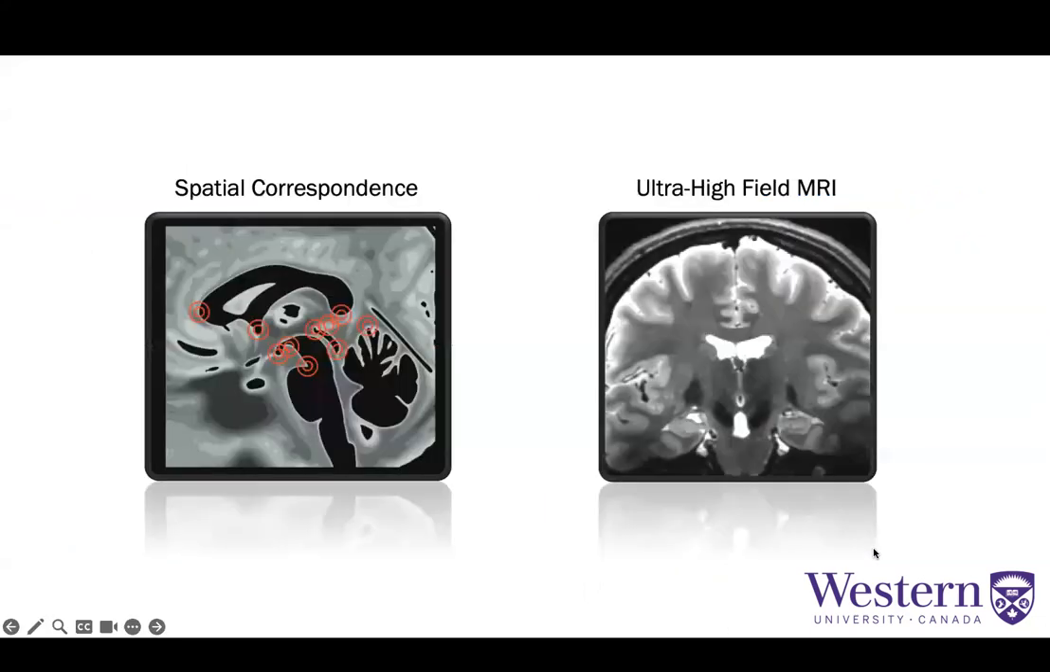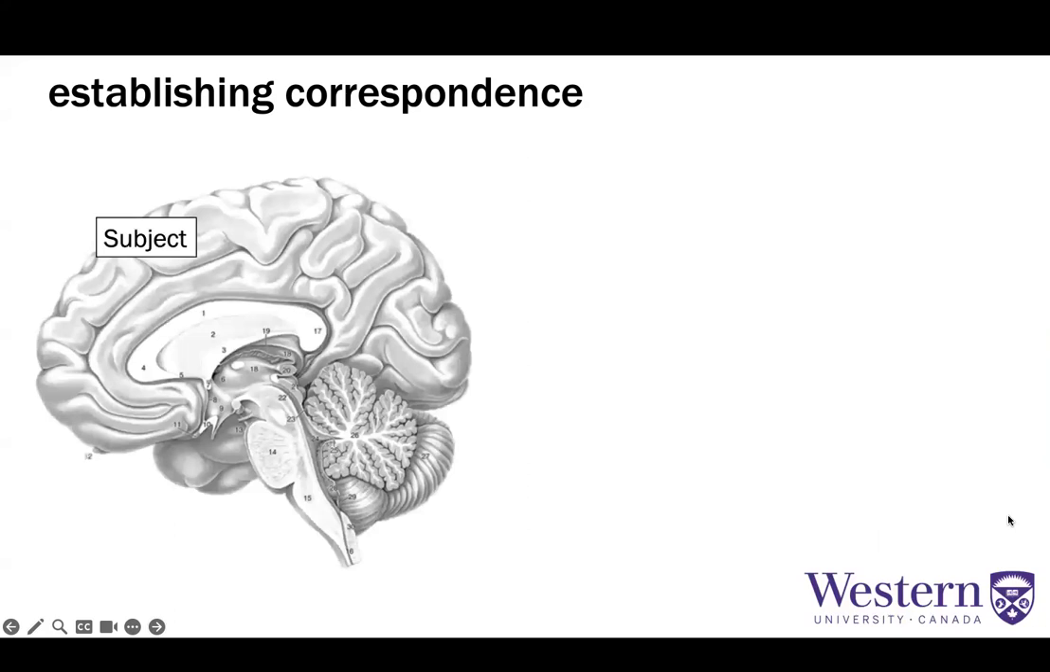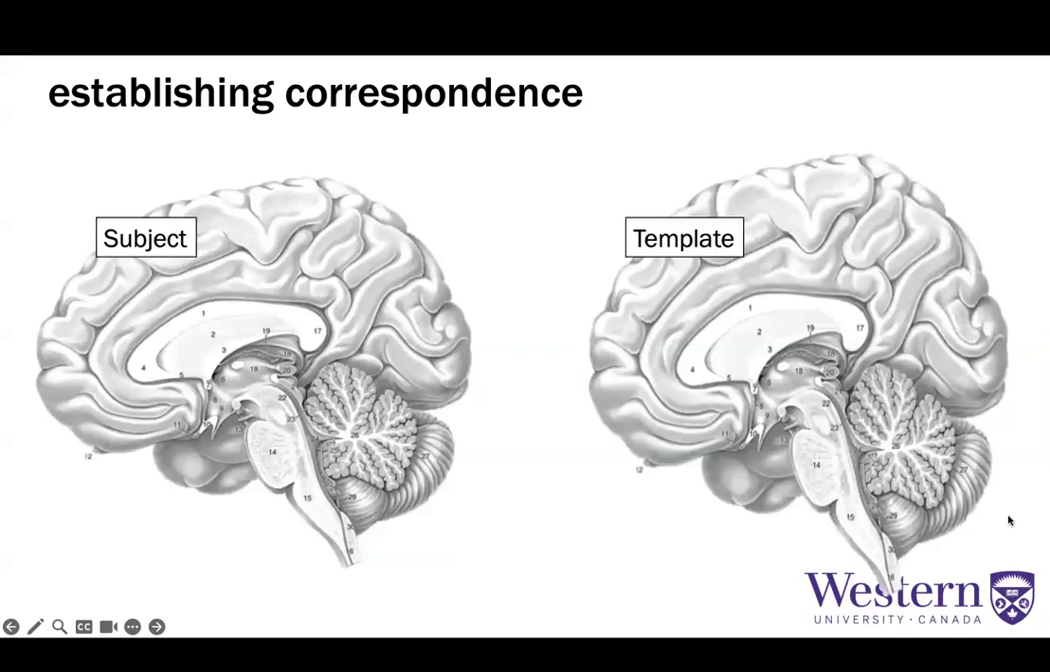Now, with this context in mind, I'll split the rest of my talk into two sub-themes, one about spatial correspondence and the second about ultra-high field MRI. Starting with spatial correspondence, we're very interested in neuroimaging in this problem of establishing correspondence. We have a subject scan and a template scan, and we can provide a way of mapping between these two spaces.